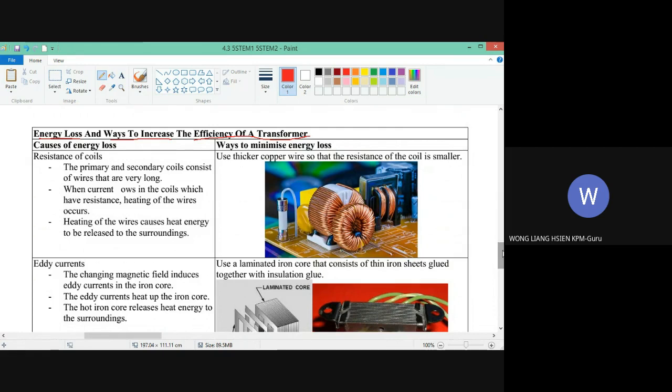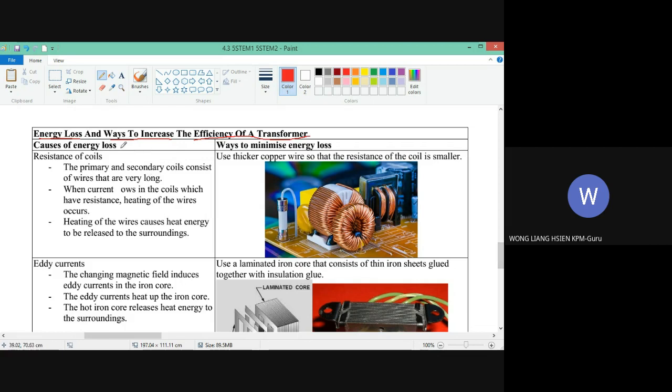Okay, so just now we learned that an ideal transformer is a perfect transformer, so there's no energy loss. However, we know that there's nothing perfect in this world. And just now in the few examples, we also saw a few questions where the efficiency is less than 100%. Those transformers with efficiency less than 100% are not ideal. It's not perfect, and there is energy loss. So what are the causes of the energy loss, and how do we minimize it?